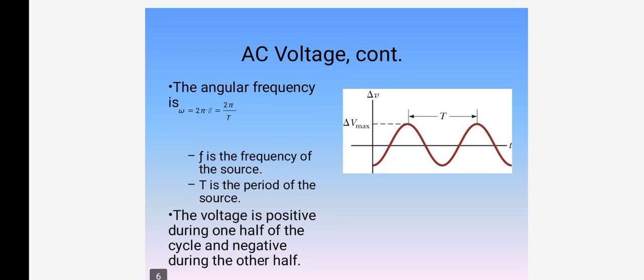This is the diagram of AC voltage. The angular frequency omega equals 2 pi f, which equals 2 pi by T, because f is inversely proportional to the time. f is the frequency of the source and T is the period of the source. The voltage is positive during one half cycle and negative during the other half cycle. You can see the waveform: one is the positive half cycle, the other is the negative half cycle. From the peak of the positive half cycle to the peak of the next positive half cycle is considered one cycle, generally called the total time T.